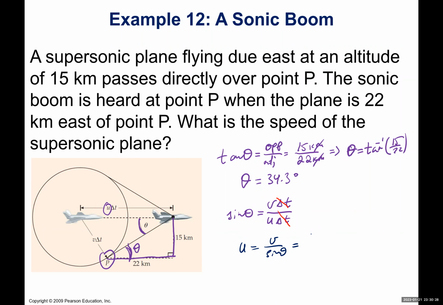Taking V to be 343 meters per second, which is the sound speed, divided by sine of 34.3 degrees, we can calculate the speed of the plane to be roughly 610 meters per second.